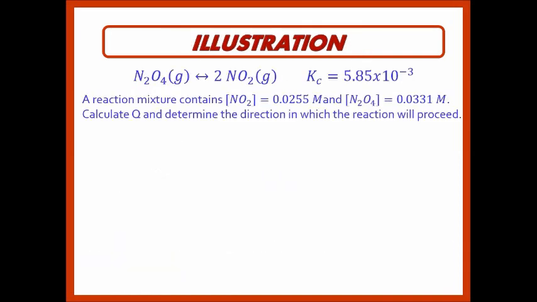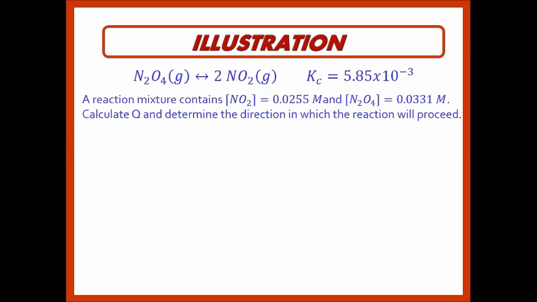Now let's consider the following problem. It states that a reaction mixture contains NO2 concentration equal to 0.0255 molar and N2O4 equal to 0.0331 molar. We're supposed to calculate Q, the reaction quotient, and determine the direction in which the reaction will proceed. Now we can see the chemical reaction, where N2O4 gas forms 2 moles of NO2 gas, and we're given the equilibrium constant Kc equal to 5.85 times 10 to the negative third.